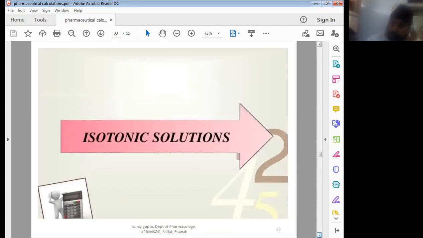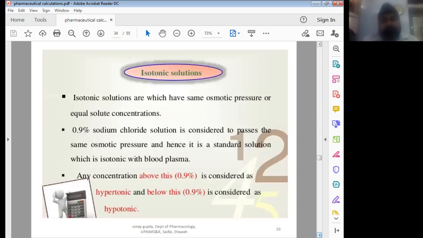Then comes isotonic solutions. Isotonic solutions are the solutions which have the same osmotic pressure or the same solute concentration. A 0.9% sodium chloride solution is considered to have the same osmotic pressure as that of blood plasma. So any solution having a concentration more than 0.9% will be considered to be hypertonic, and having a concentration below 0.9% would be hypotonic.